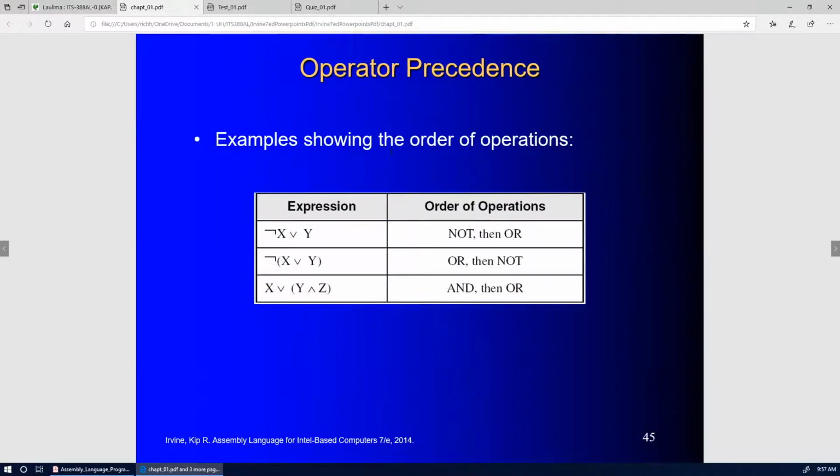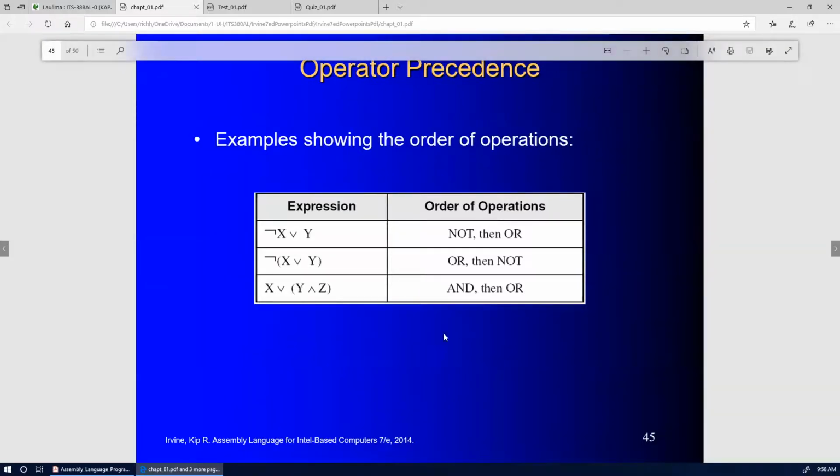This is operator precedence. In this case, first you do the NOT, then you do the OR. In this case, first you do the OR, then you do the NOT. In this case, first you do the AND, then you do the OR.